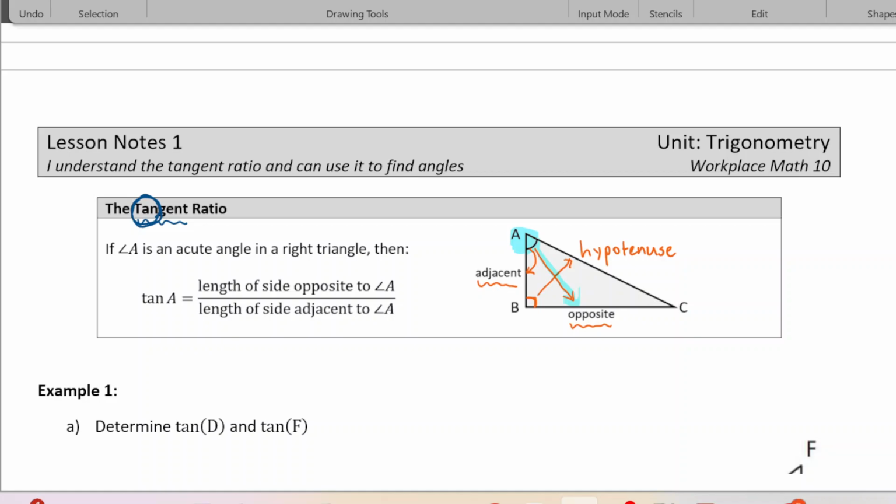So the tangent ratio is always, and I'm just going to erase my highlighting here because I'm going to be consistent with my colors, the opposite side over the adjacent side. We're not going to be using the hypotenuse at all today. So the tangent ratio is the opposite leg, or opposite side, over the adjacent side.